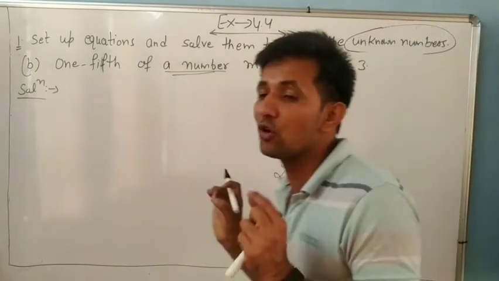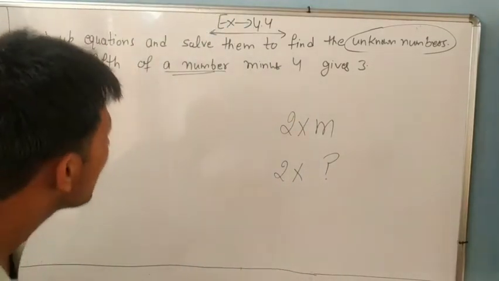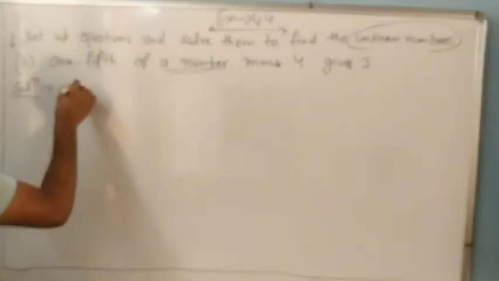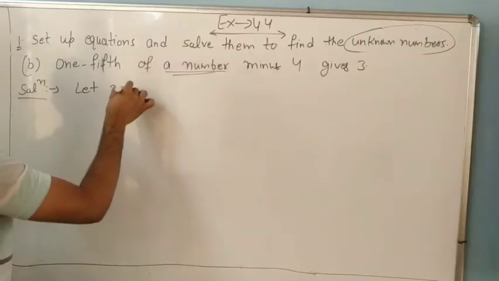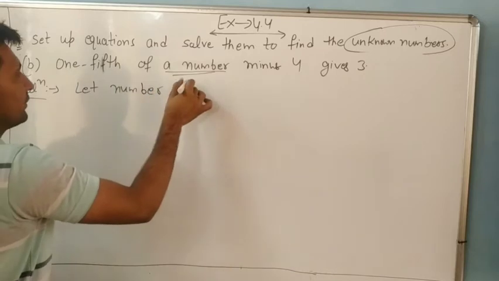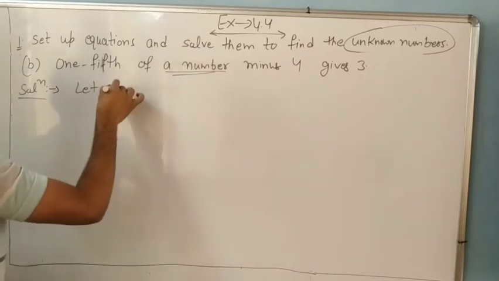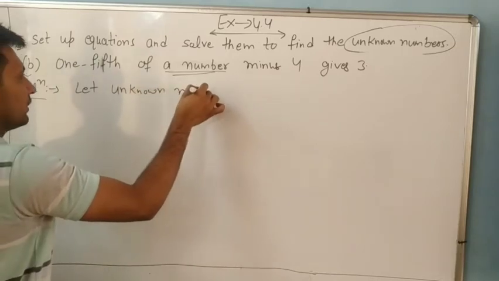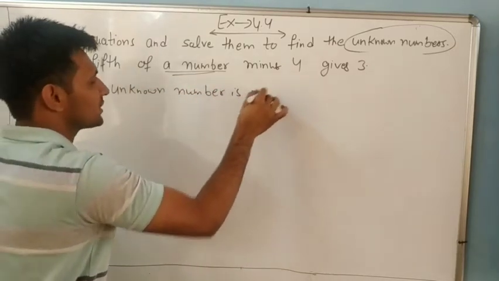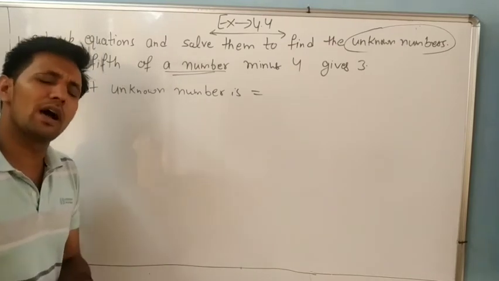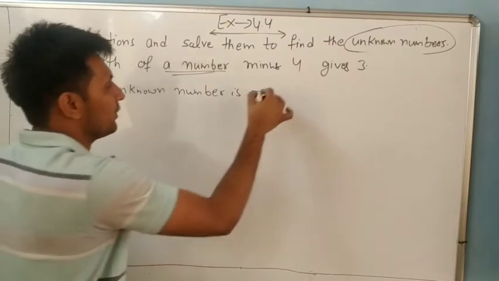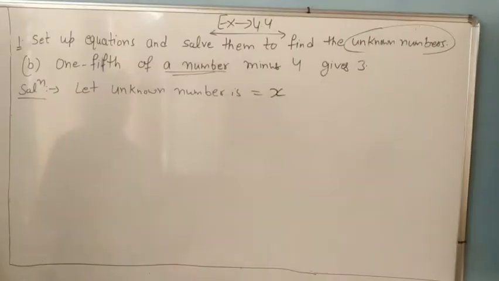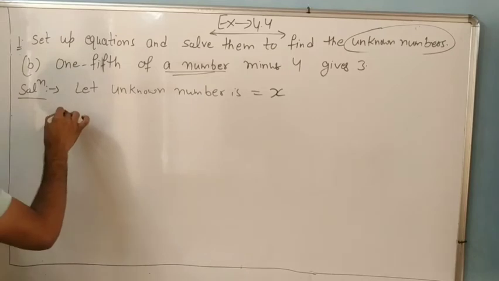Whenever we don't know any number, what will we take? Let the unknown number be how much? Any number. You can take any variable, X, Y, Z, A, B, C, D, but we are taking X. Okay dear? Now according to the question, what is given?